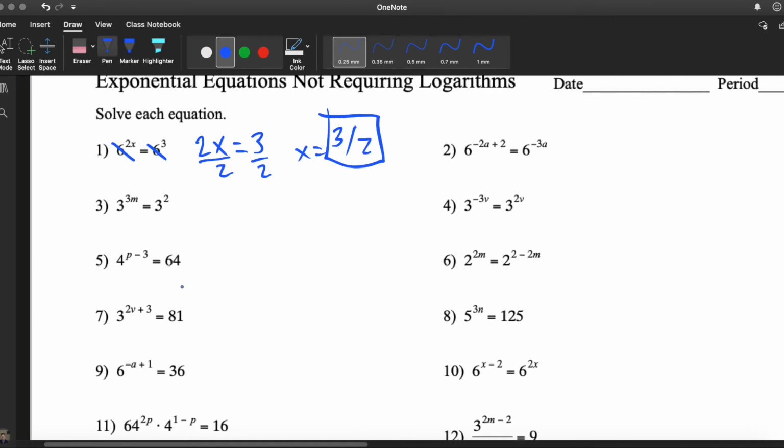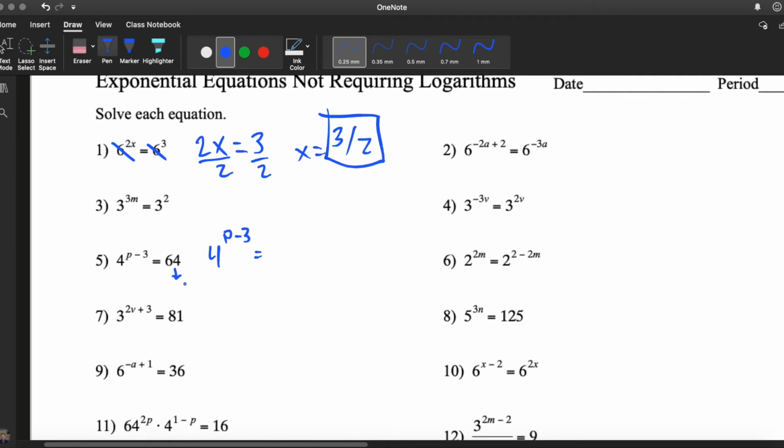It can get a little bit more complicated. Let's look at something like number 5, right? So we have 4 to the p minus 3 is equal to 64, okay? But 64 is not the same base as 4. So what you have to do is think about this and say, all right, 64 and 4 have to have a common base, right? And it could be 2, it could be 4, right? And you're always going to want to go with the bigger one just in case, right?